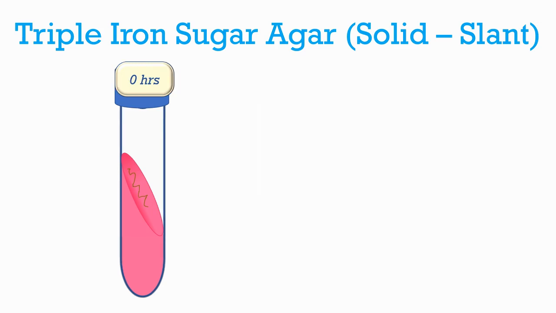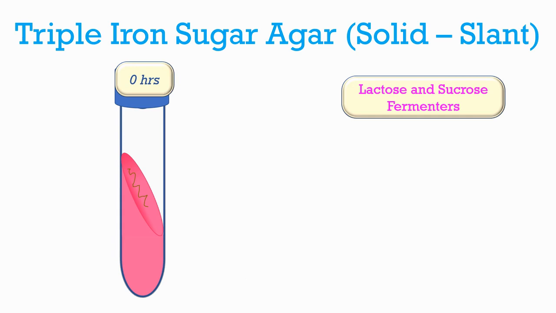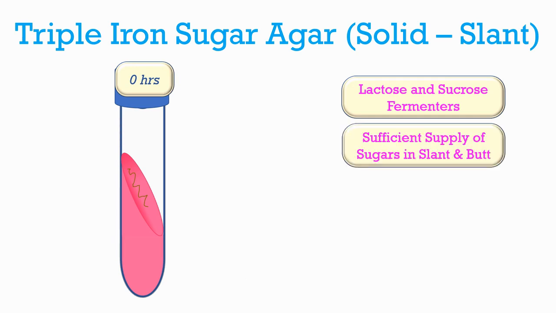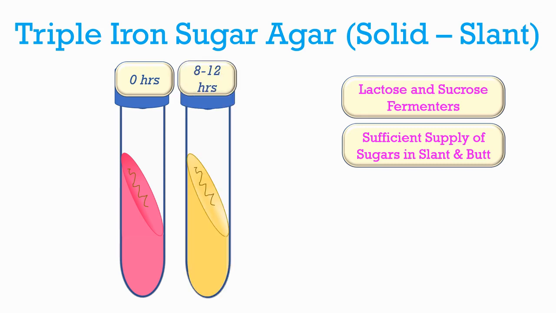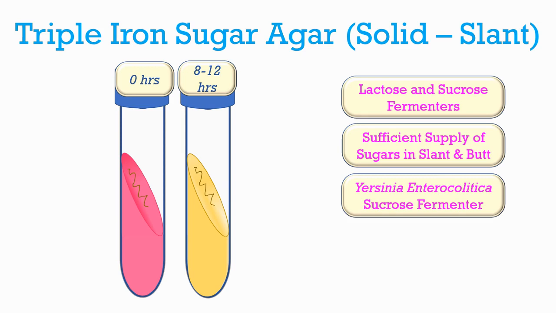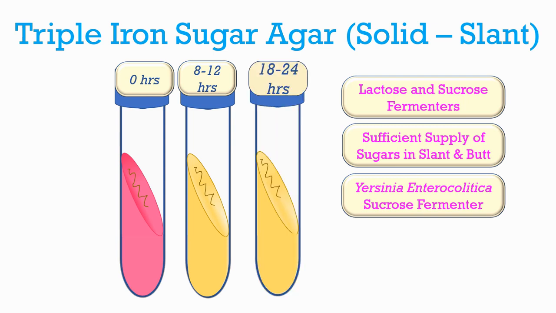The lactose and sucrose fermenting bacteria have sufficient supply of these sugars throughout the medium. The medium is uniformly yellow at 8 to 12 hours. Yersinia enterocolitica is a sucrose fermenter but does not ferment lactose. It has sufficient sucrose throughout the medium, so media is uniformly yellow after 18 to 24 hours.